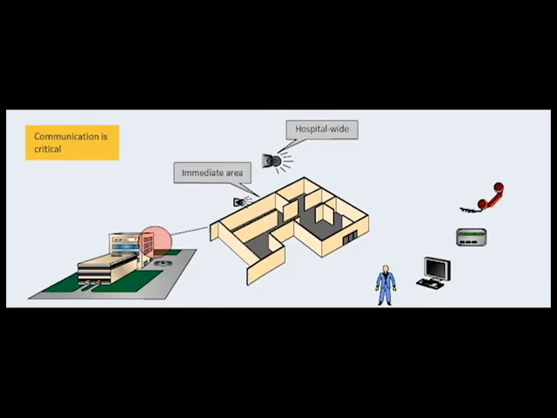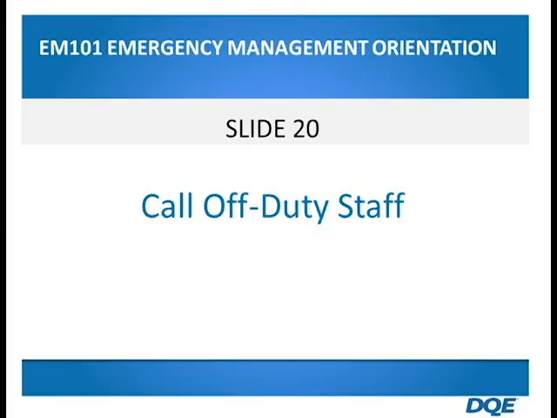The appropriate level and amount of communication is important. Systems can be quickly overwhelmed when everyone is trying to communicate at the same time. Your hospital's emergency operations plan should include site-specific procedures for informing staff of what is going on.